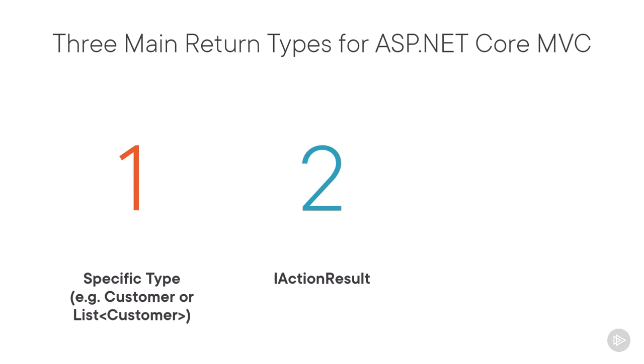Second, you can return an IActionResult interface. Or third, you can return an ActionResult of T generic type. And of course, in all these cases, you can return an async method that returns a task of this type.